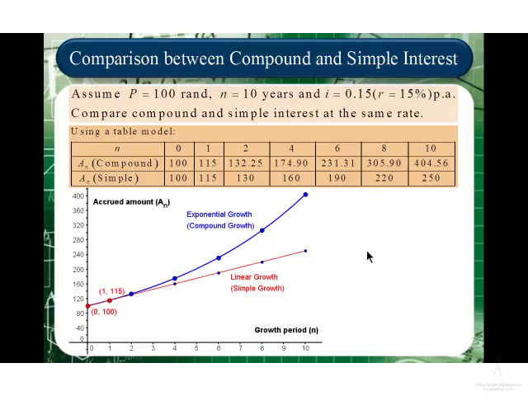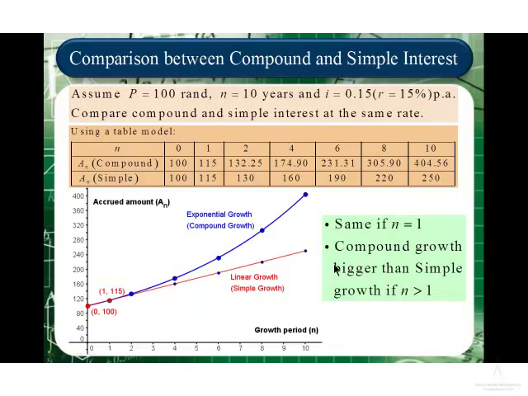Graphically, if we do that, we see that the growth as a result of simple interest, the red graph, will be linear growth as we've discussed before, and as a result of the compound interest, the blue graph, we will have exponential growth. Comparing the two graphs, it is clear, once we have the best fit curve in both cases, that the interest will be the same, or the growth will be the same for the first interest period.